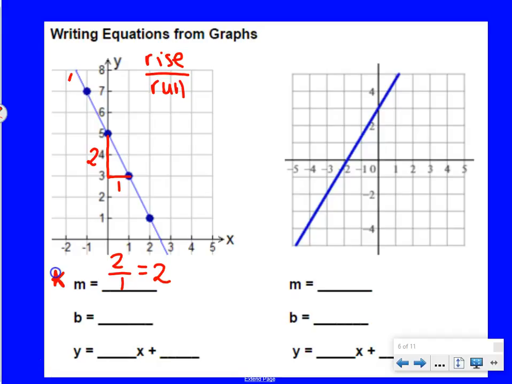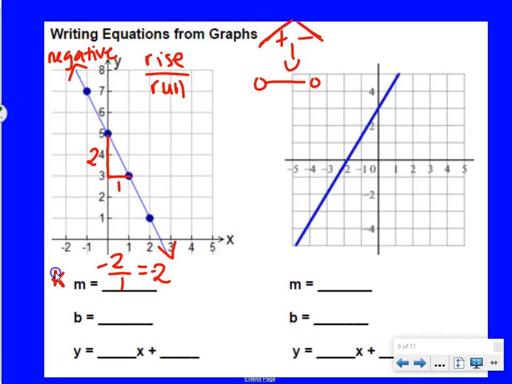However, we can't forget to check if our slope is positive or negative. Remember Mr. Slope Guy? Right here, if we look, positive slope goes up, negative slope goes down. We have a negative slope. So we make our slope negative.